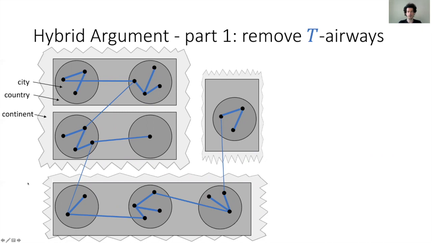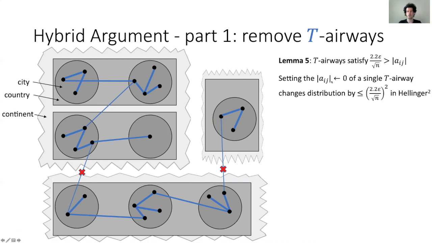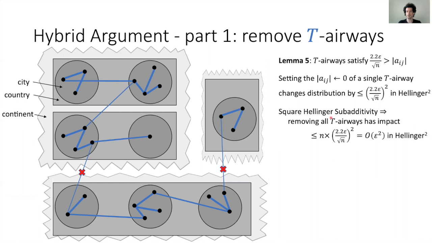The first step of our hybrid argument is to remove T airways. It can be shown that T airways have an absolute covariance that is very small. This implies that removing a single T airway, which is the same as replacing its absolute covariance with 0, changes the distribution by very little in Hellinger squared distance. Now our square-Hellinger subadditivity theorem kicks in, which can be used to argue that removing all the T airways has impact that is at most n, which is the total number of possible airways, times the impact of removing a single airway.